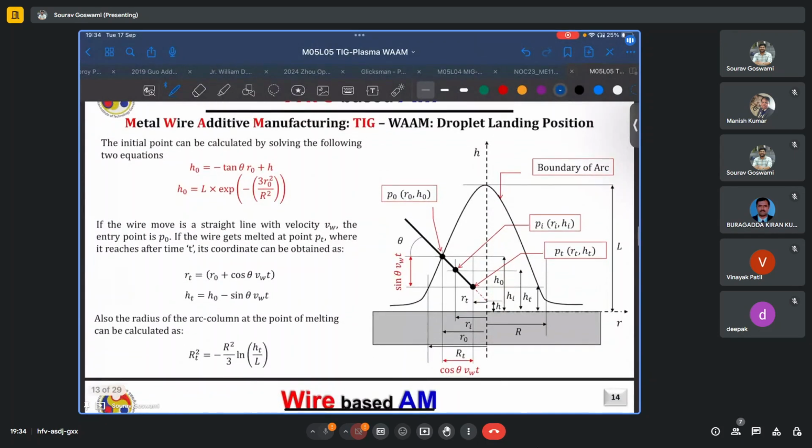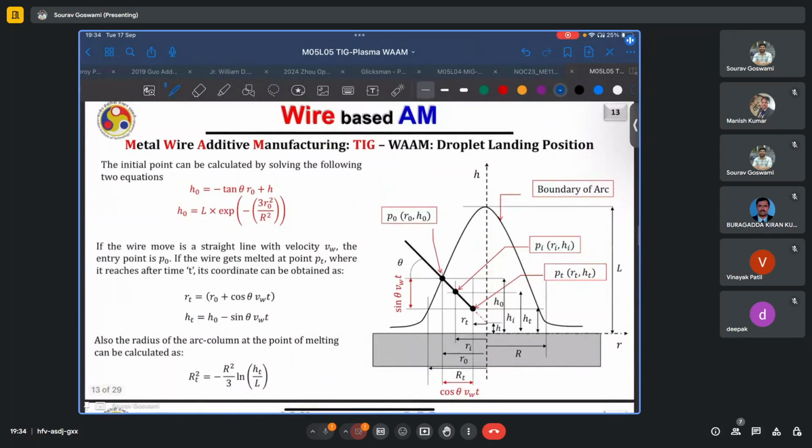And we can calculate the amount of energy that the wire is taking in as it is traveling through this plasma, and at exactly what time step or at exactly what position the wire has taken up enough energy for a part of it to be molten.